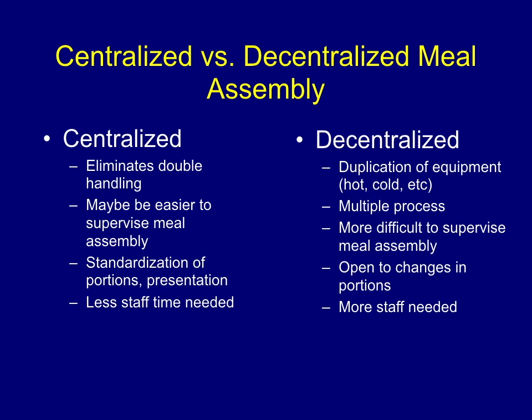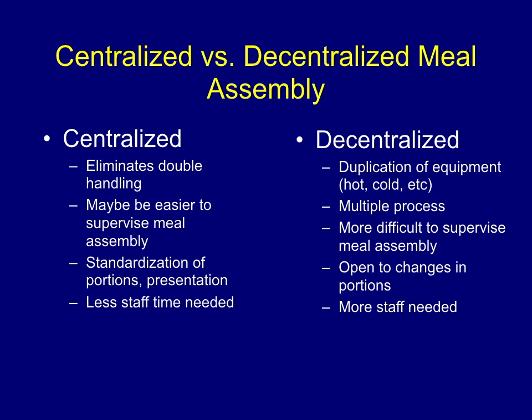So let's just talk a little bit about types of food service. We can have a centralized food service, or we could have a decentralized food service. When we're talking about food service here, we're talking in terms of meal assembly. In a centralized meal assembly, the food is produced and assembled in one location and then transferred for service. In a decentralized meal assembly, food is produced in one location, transported, and assembled in another location.